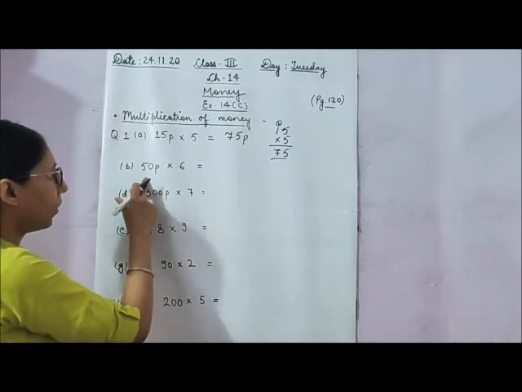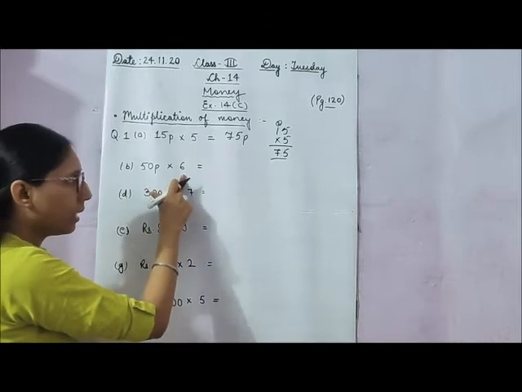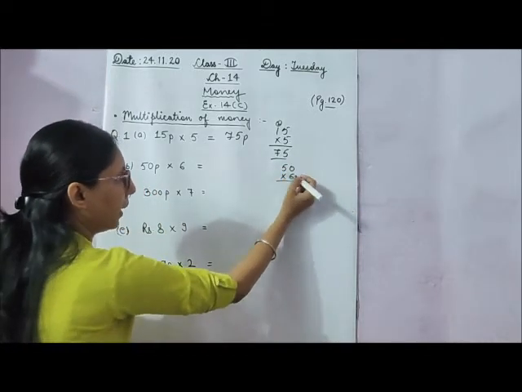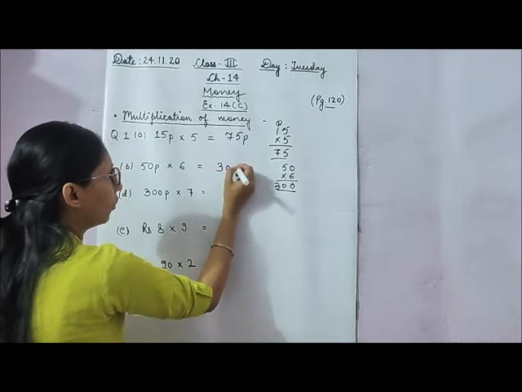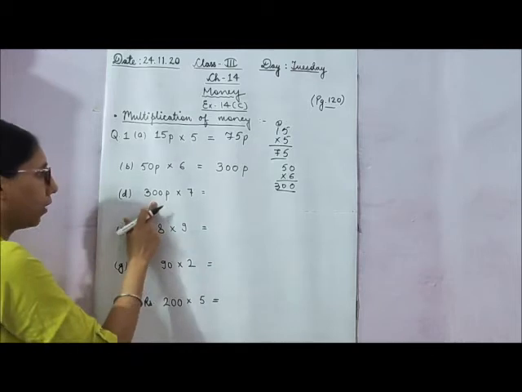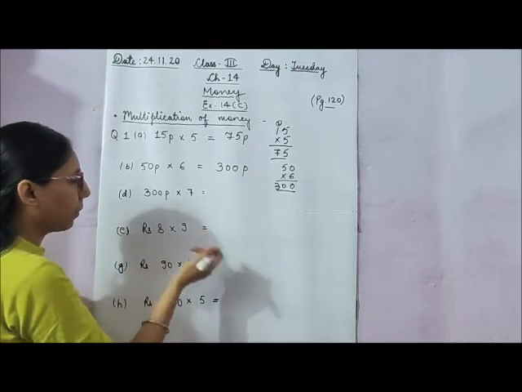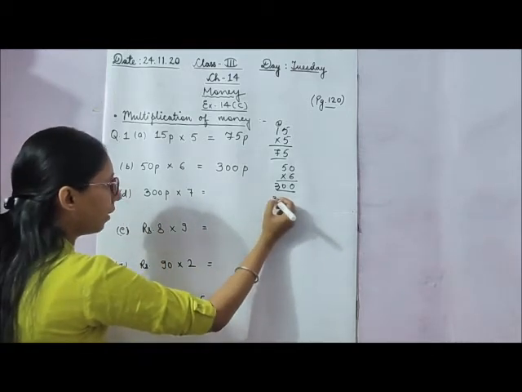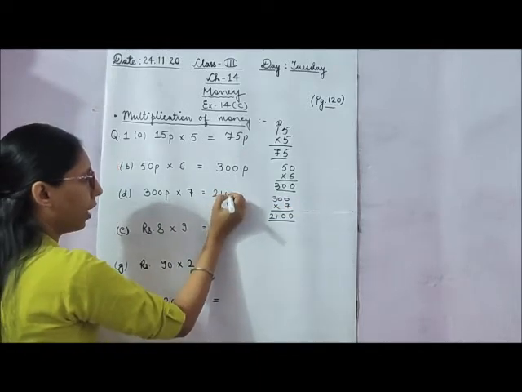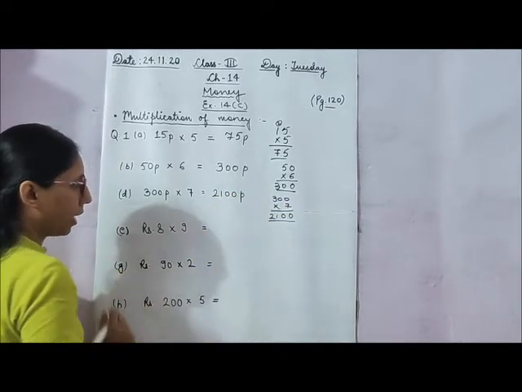Here in B part we have to multiply 50 paise and 6. So 50 times 6 will be 300. So 300 paise will be the answer. Here we have to multiply 300 paise by 7. So 300 times 7 will be 2100 paise, the answer.